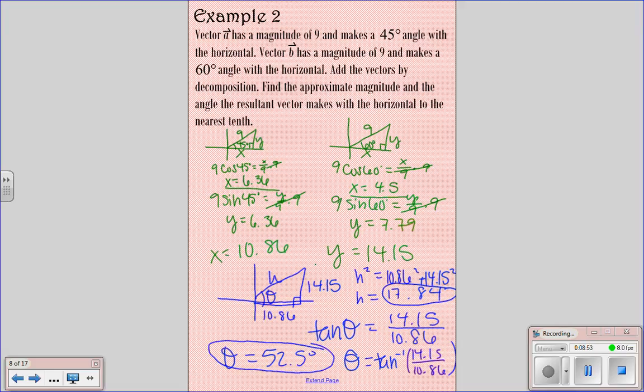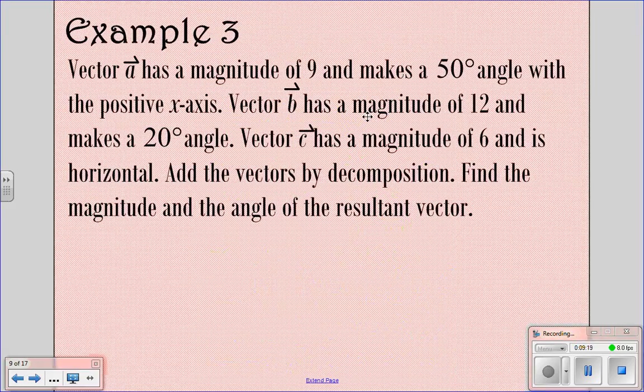So this is kind of what we did last year. Whenever we took 9 at 45 degrees and we added 9 at 60 degrees and we added these two together. If you remember doing that last year, that's basically what you did on this example. It's just wording it differently. Okay, so now let's look at example 3.